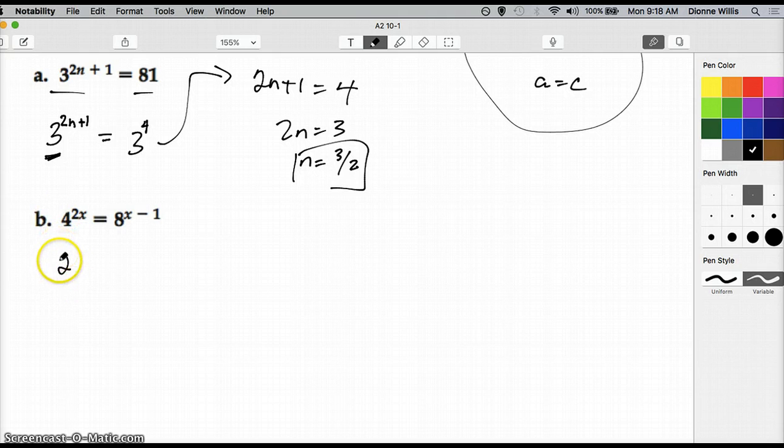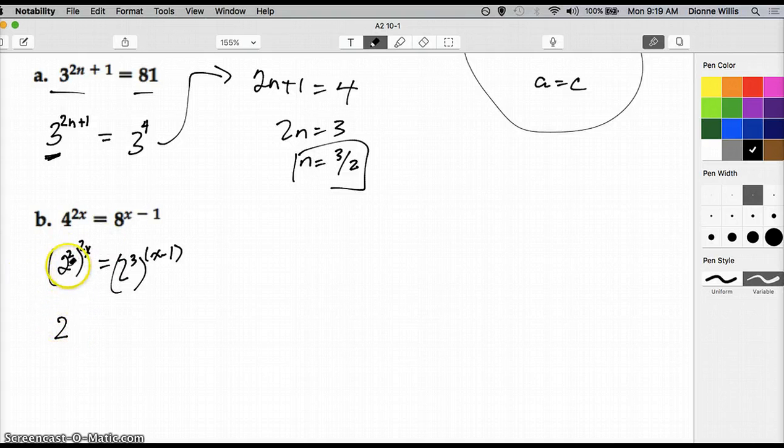So if I rewrite 4 as a base of 2, it's 2 to the second power. So that would be 2 to the second power to the 2x power. You see that because it's 4 to the 2x? And I can write 8 as 2 to the third power, again, raising it to the exponent here, x minus 1. And so what I now know is that, let me make everything just to the base of 2.